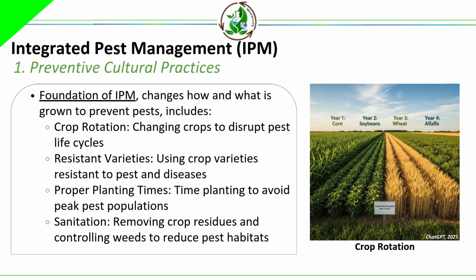Timing also plays an important role. Planting at the right moment can help crops avoid peak pest seasons. Good sanitation, such as removing crop residues and keeping weeds under control, further reduces pest habitats in the farm. Altogether, these practices create an environment that's far less welcoming to pests from the very beginning.